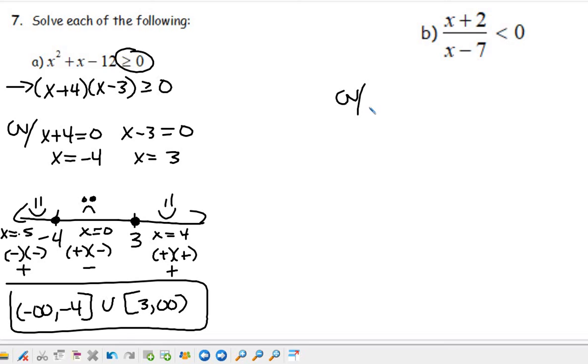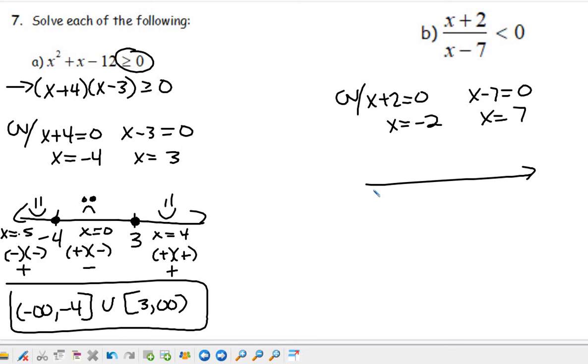So letter B is already factored for us. So we're just going to take those factors and set them equal to 0. So I get x is equal to negative 2 and x is equal to 7. So number line. So this is not equal to, so both of them get an open circle.